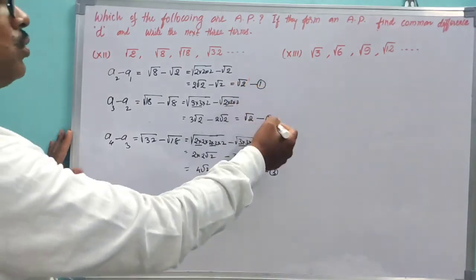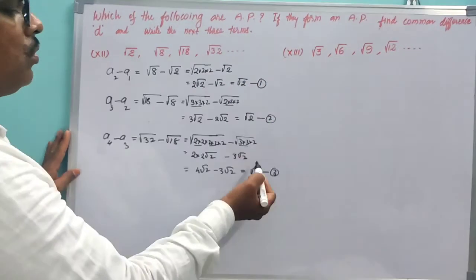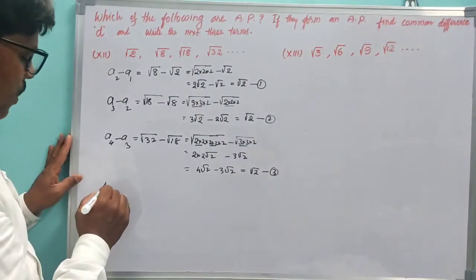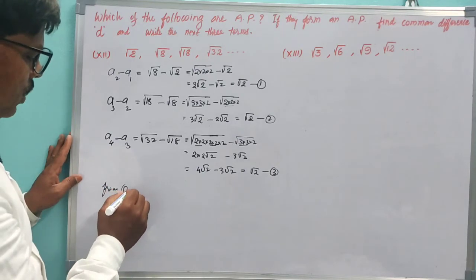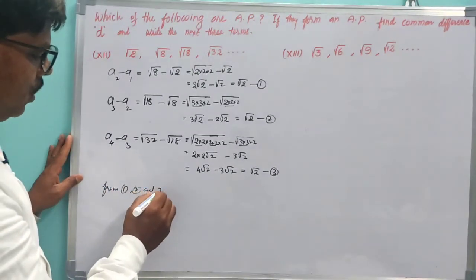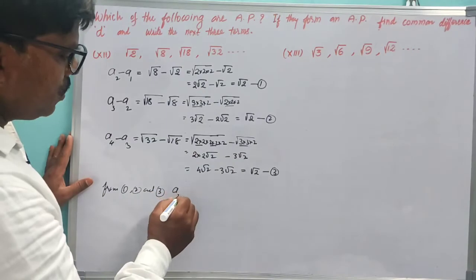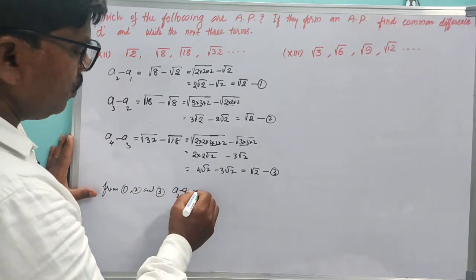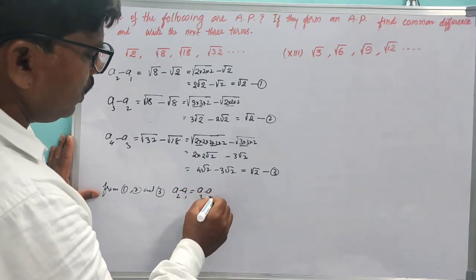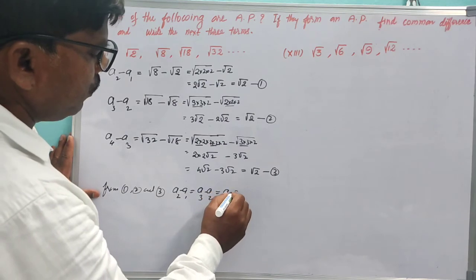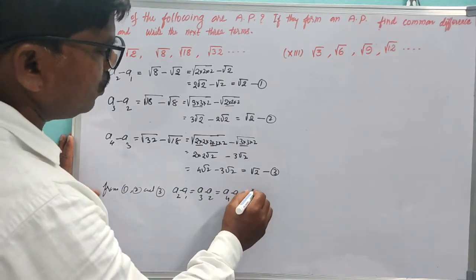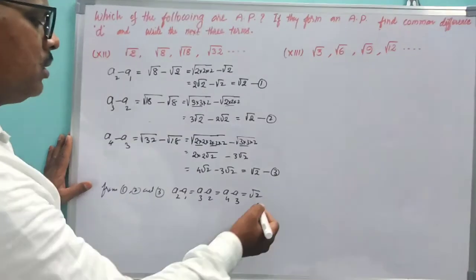So from 1 to 3, root 2, root 2, root 2. So here from 1, 2 and 3, a2 minus a1 is equal to a3 minus a2 is equal to a4 minus a3 is equal to root 2. So this is the common difference.